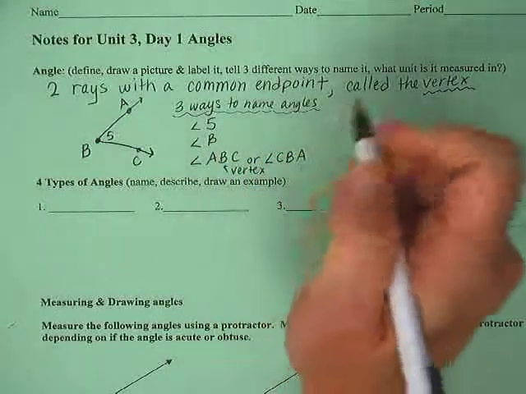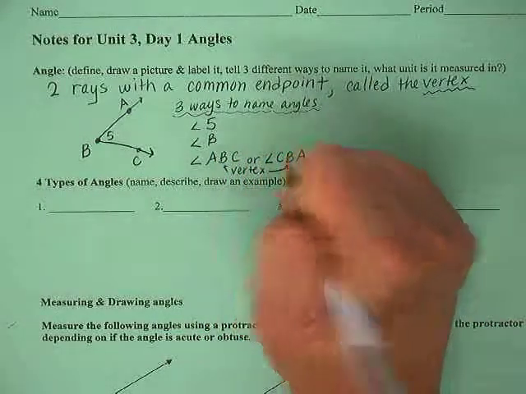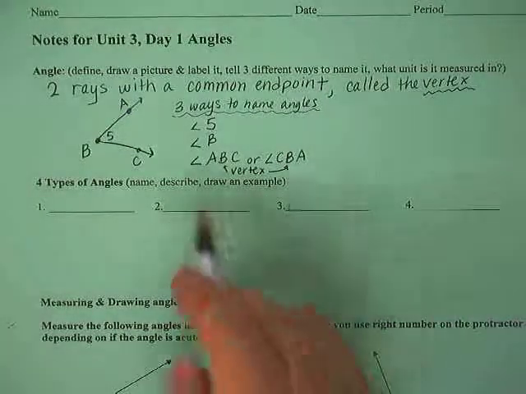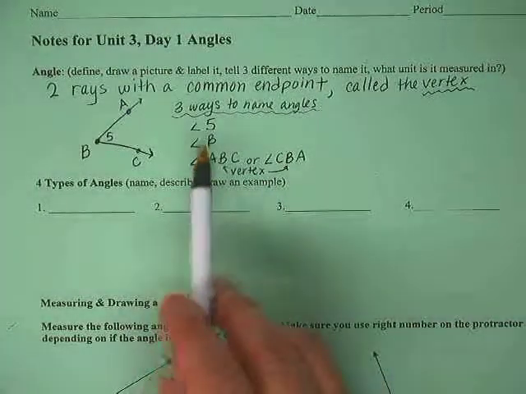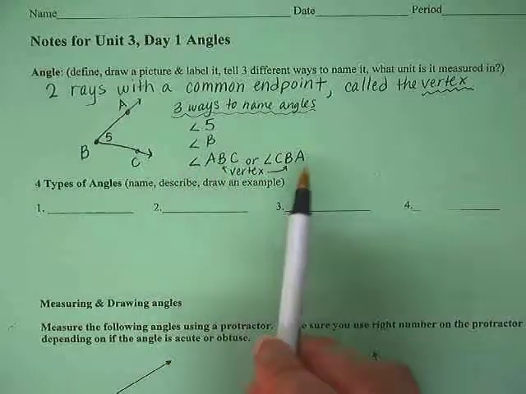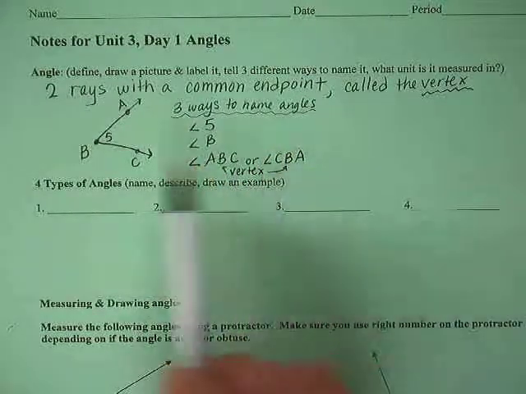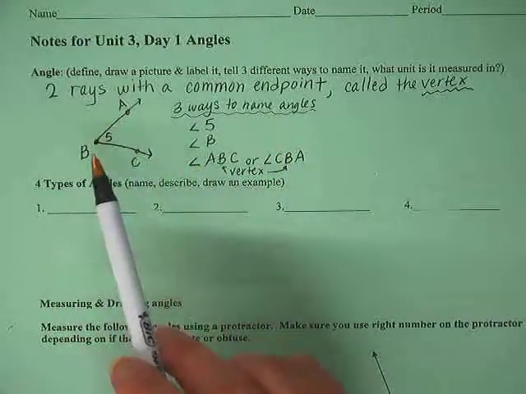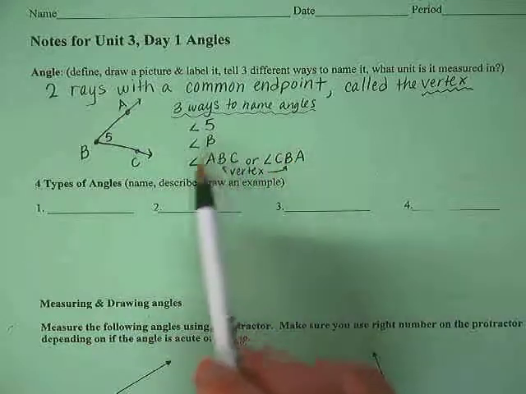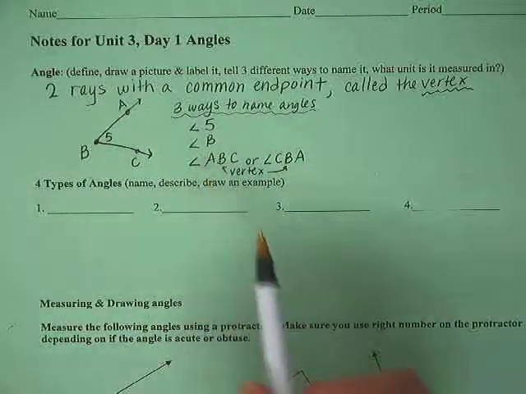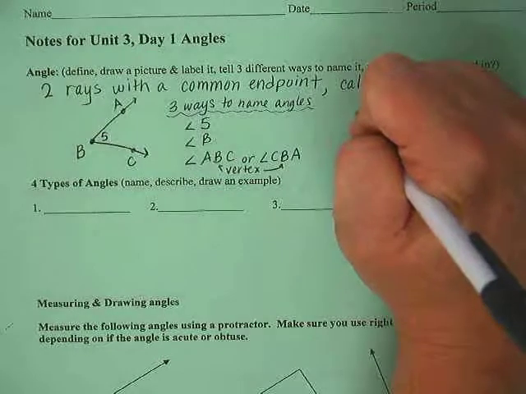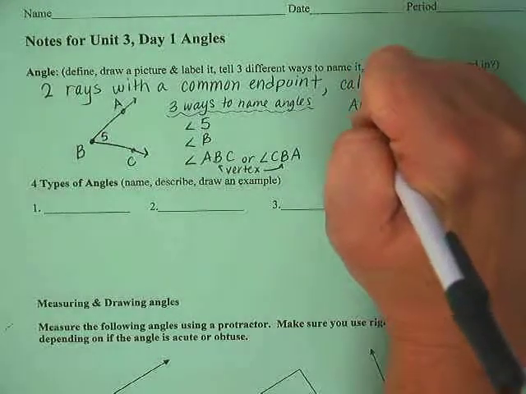So that letter B that represents the vertex is in the very middle of the name. Okay? Now these are much easier to use, but there are times when we have to use this because we have angles that are next to each other and we can't tell which one we're talking about unless we do this. Okay? Alright.